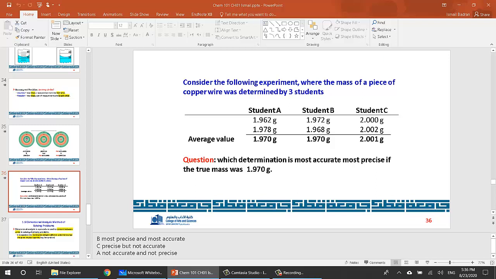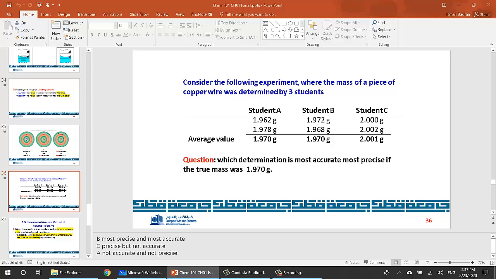value. However, if you notice, student C actually wrote two numbers, 2.000 and 2.002. They are very close to each other. And so maybe there's something wrong with the balance that she is using. So in this case, we say student C is precise, but she might not be very accurate.